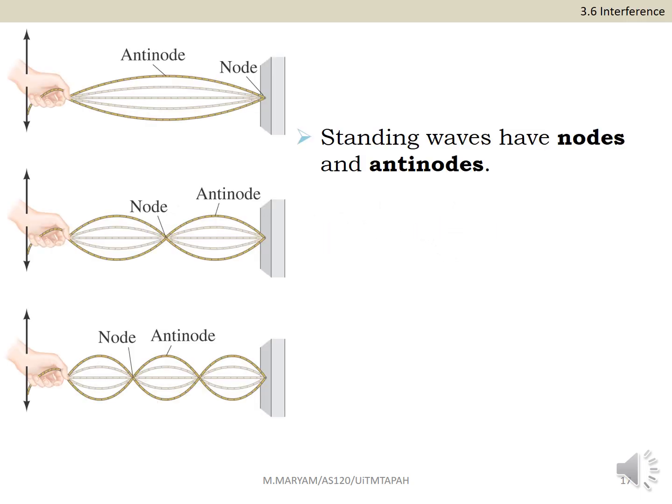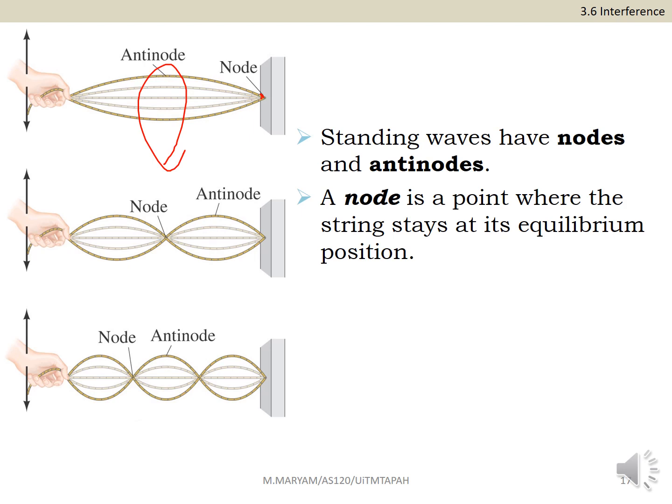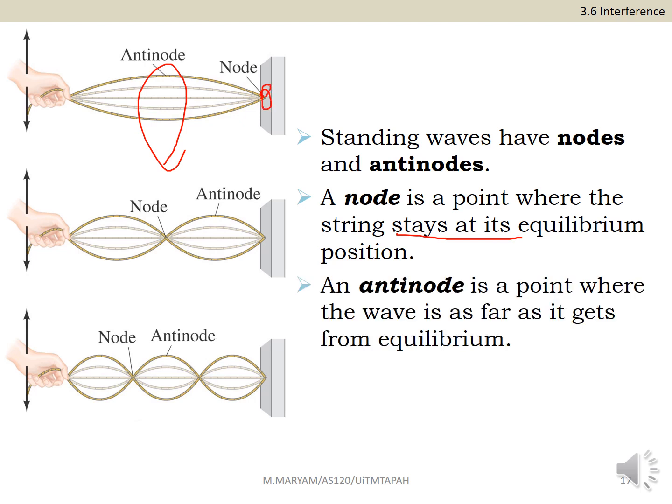So a standing wave has nodes and antinodes, as you can see in the figure. This one is a node, this one is an antinode. A node is a point where the string stays at its equilibrium position. This is known as the equilibrium position. An antinode is a point where the wave is as far as it gets from equilibrium. This is an antinode.